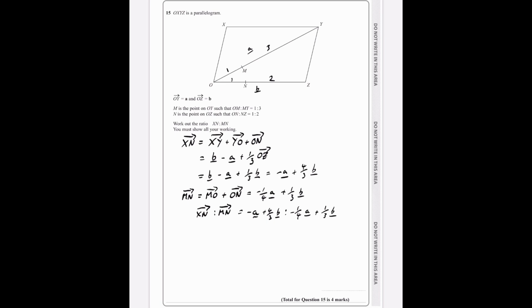At this point you can jump to the answer. I'm just going to do a little factorisation of the left hand, the XN vector. Take 4 out, and that way you can see quite clearly we've got 4 lots of minus 1/4 a plus 1/3 b, and therefore the ratio is going to be 4 to 1.